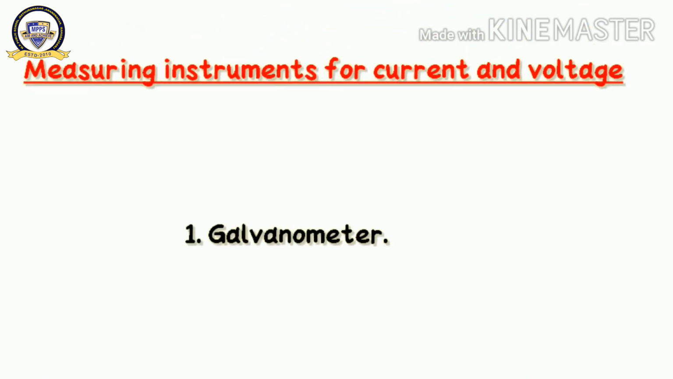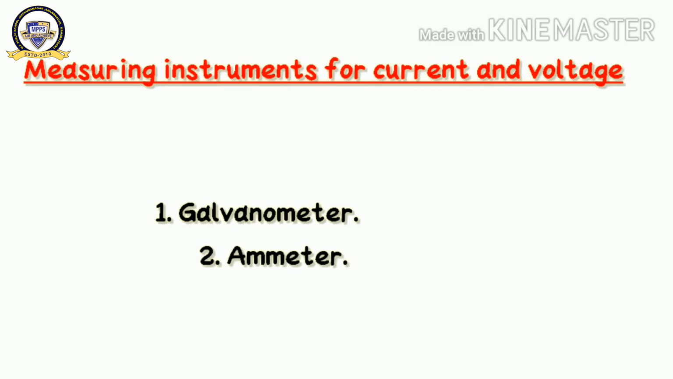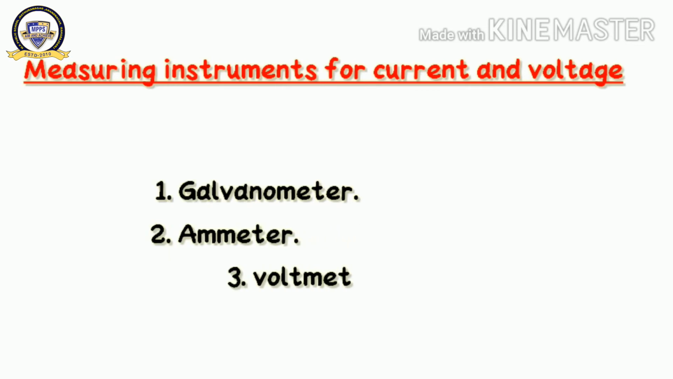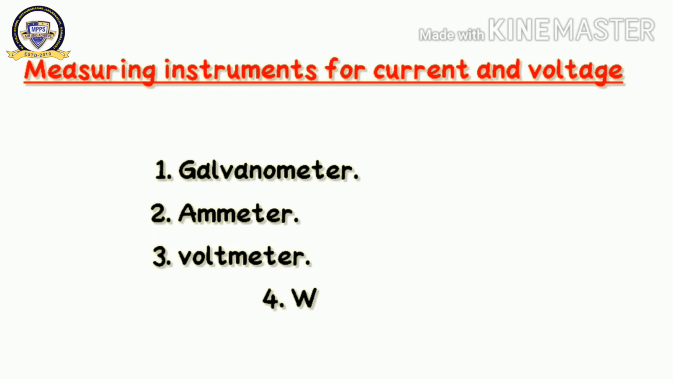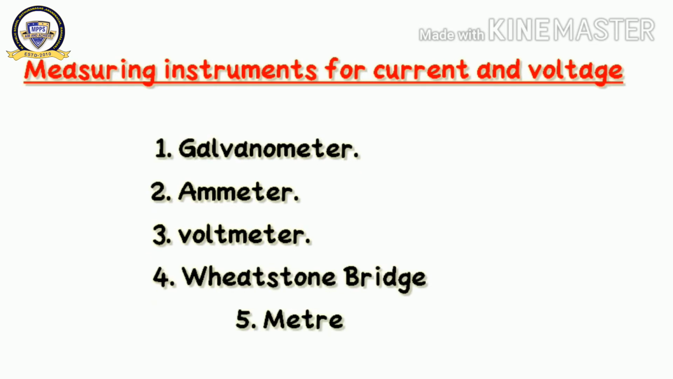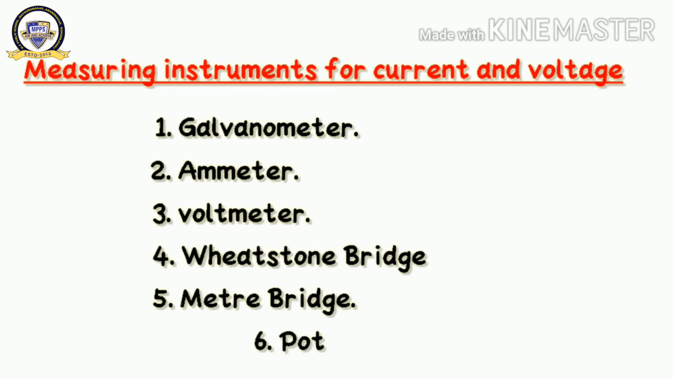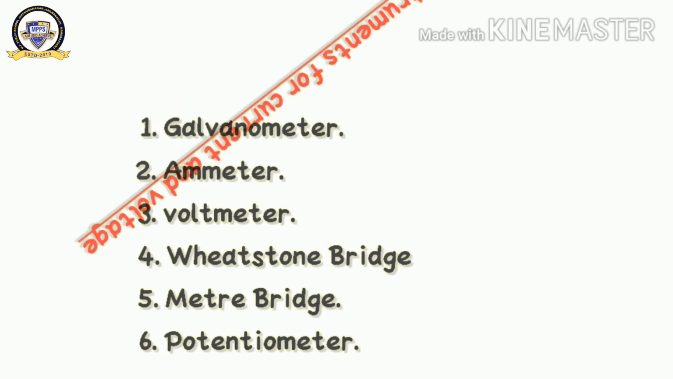Now we are going to study measuring instruments for current and voltage. In this regard, there are various instruments like galvanometer, ammeter and voltmeter which can be used to detect current and voltage depending on the range. But apart from this, we will discuss two bridges, the Wheatstone bridge and the meter bridge, which will help to understand the relation between current and resistance and other potential also.